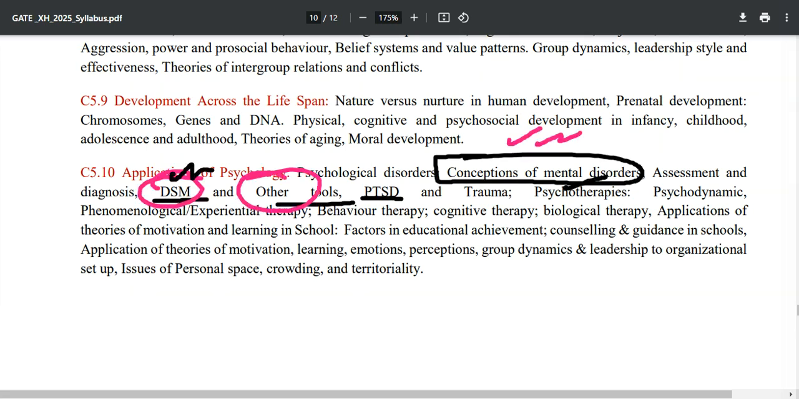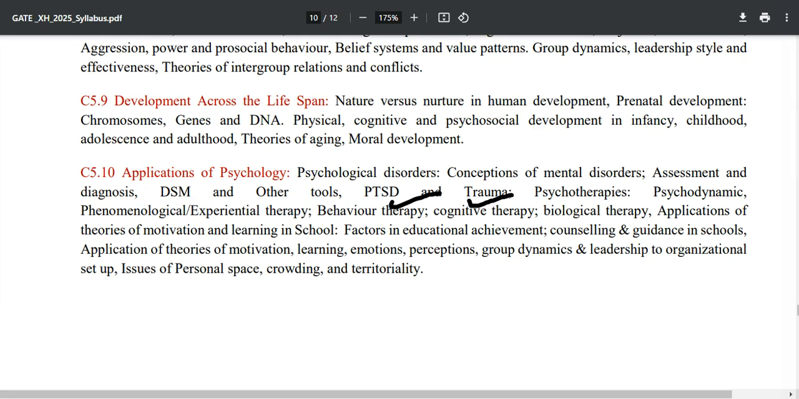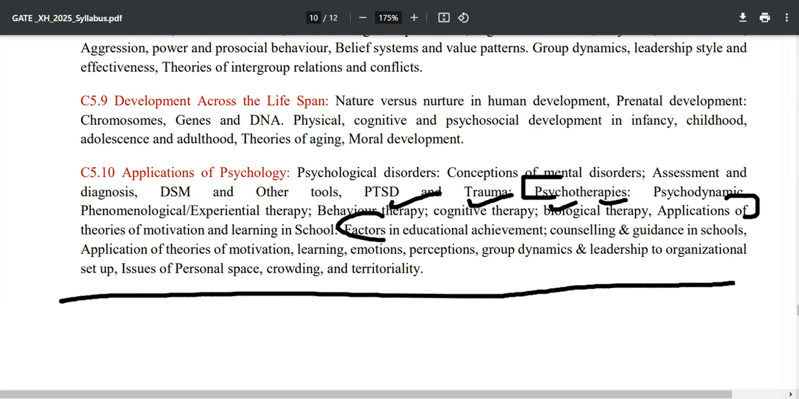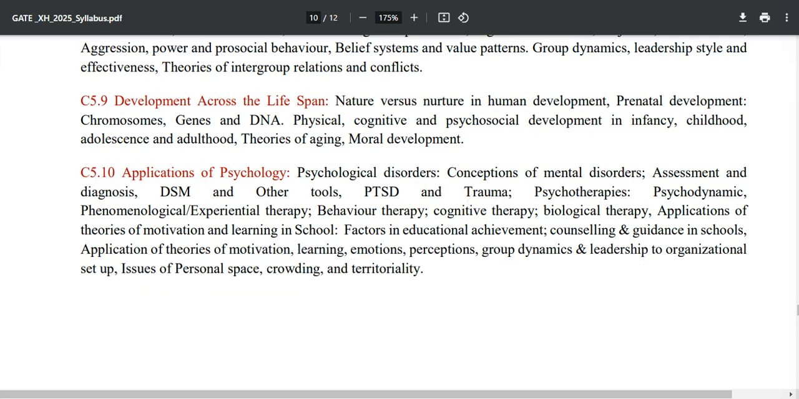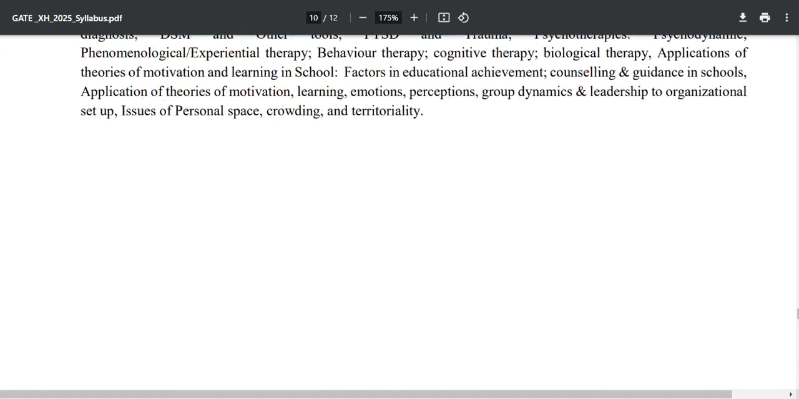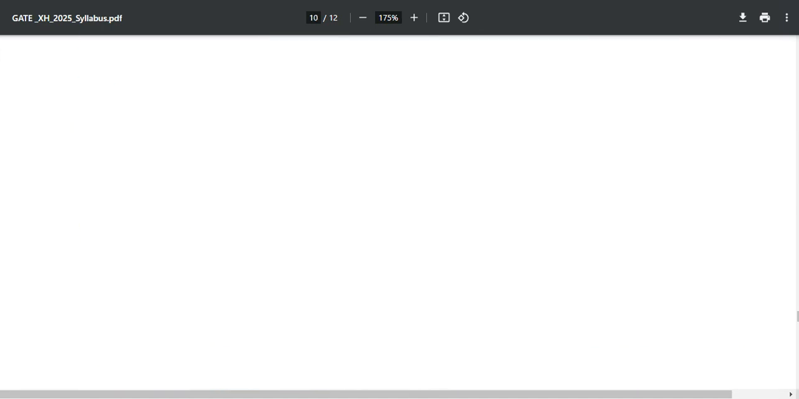The little psychiatry portion, and these therapies are covered from unit number 9. So you can cover it from there. All the rest of the things are similar: group dynamics, leadership, organizational setup, behavior, issues of personal space, crowding and territoriality. So all these things become the same when we look into the UGC NET syllabus.